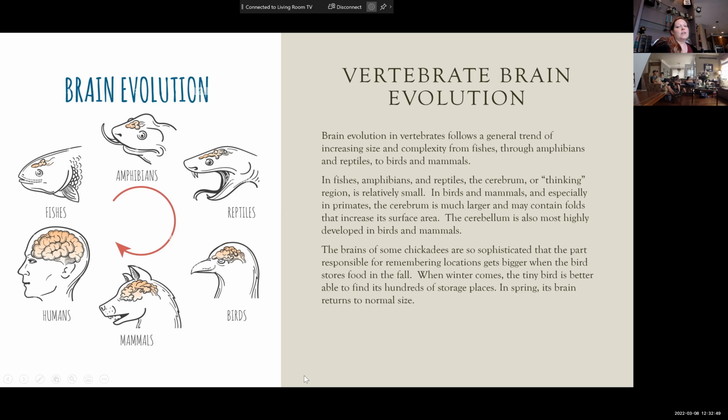So the brains of some chickadees are so sophisticated that the part responsible for remembering locations gets bigger when the bird stores food in the fall. It actually has brain growth to say, oh, where'd you store your food? Don't forget.